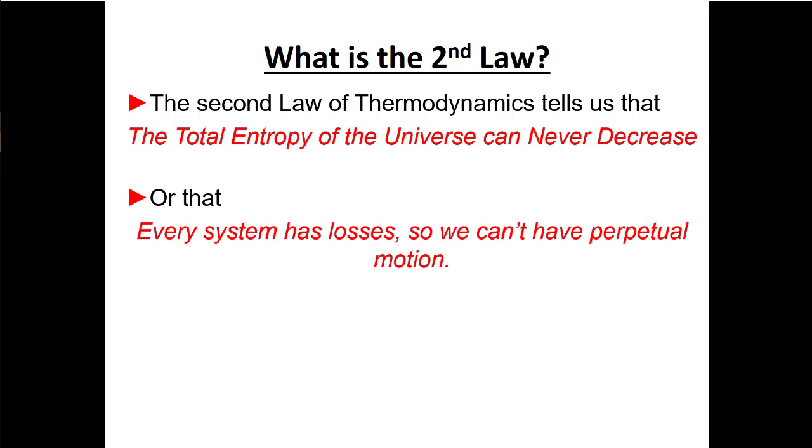Or, every system has losses, so we can't have perpetual motion. We can never decrease entropy, but it's not even that. We can't even break even. We can't get to a point where we do something and entropy even stays the same. Entropy is always increasing if we broaden our lens enough to look at the whole universe. So the entropy in the universe is always increasing, and that means that we can't have a perpetual motion machine.